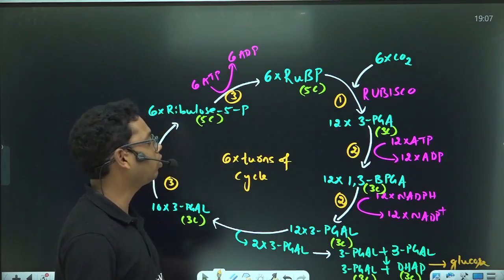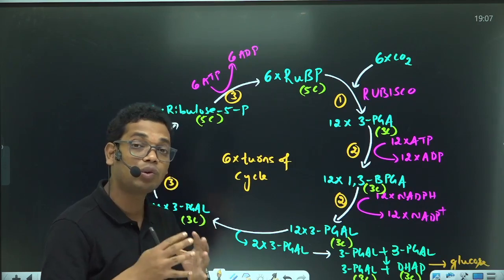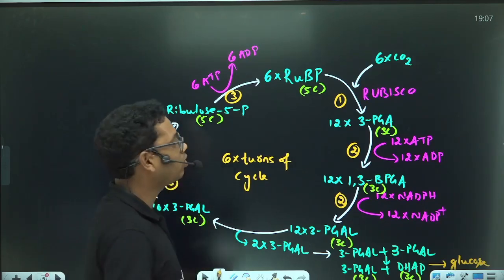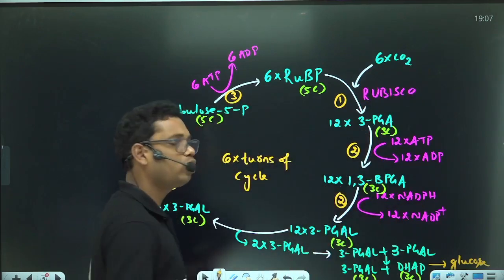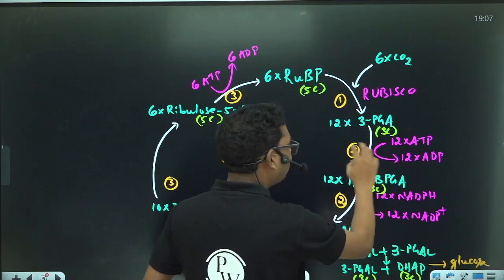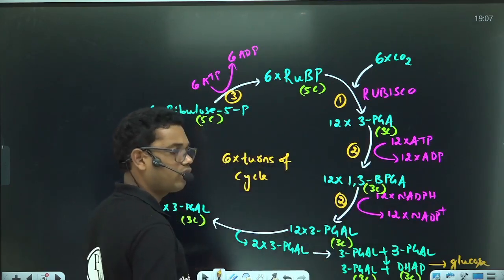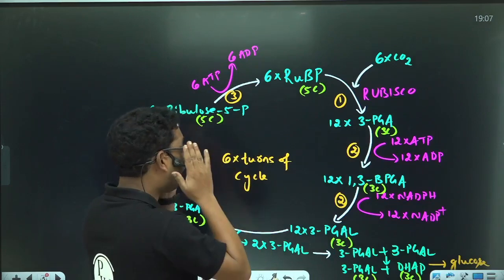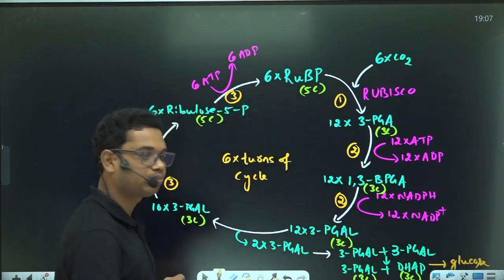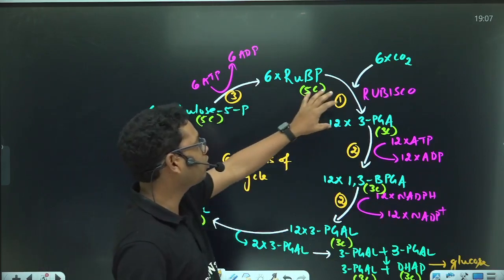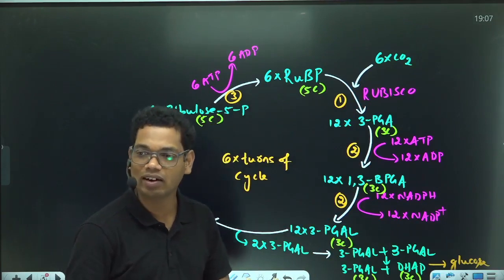Okay, and remember one thing. When the CO2 is used to form the glucose molecule, we say that the CO2 is reduced. And here you can see, for reduction of 6 molecules of CO2, how many ATP do we require? 12 ATP in the second phase, that is the reduction phase, and 6 ATP in the regeneration phase. And how many NADPH are used? 12 molecules of NADPH in the reduction phase. In the first phase, that is the carboxylation phase, we do not require any ATP nor any NADPH.